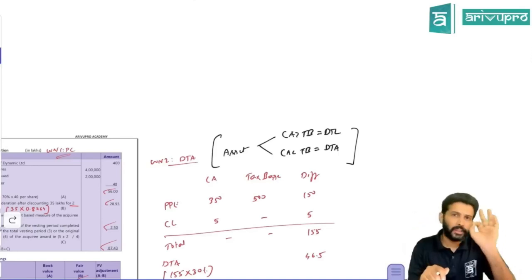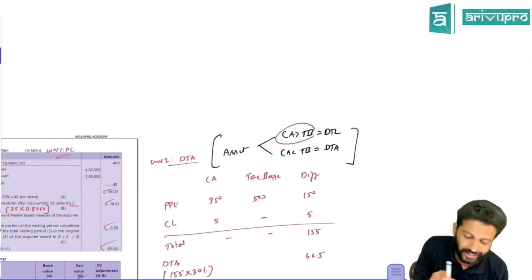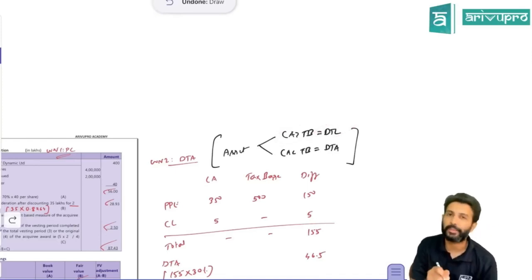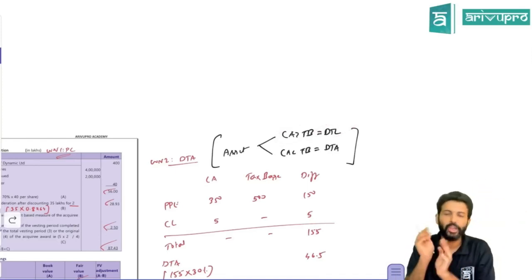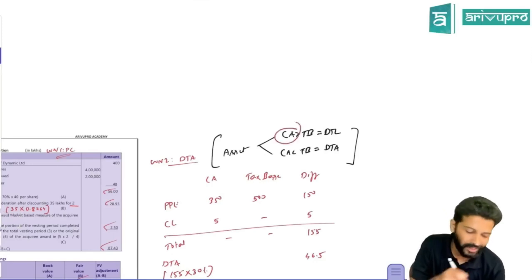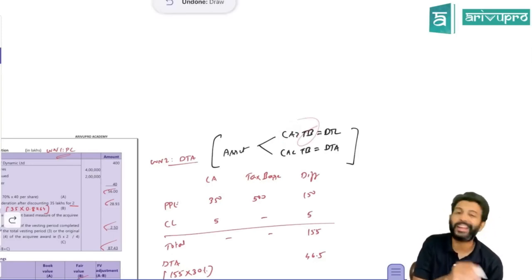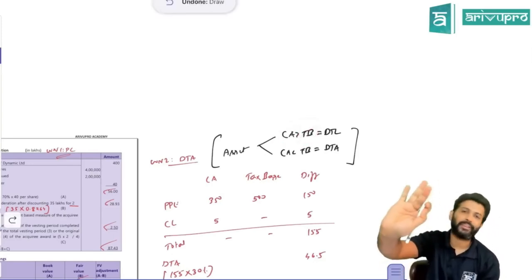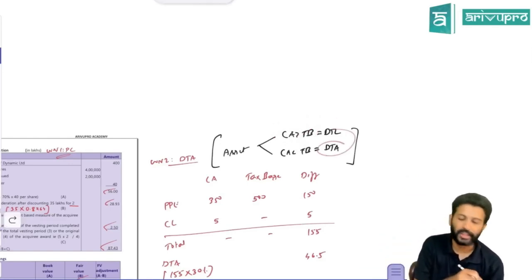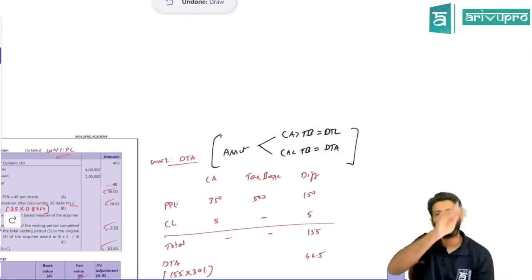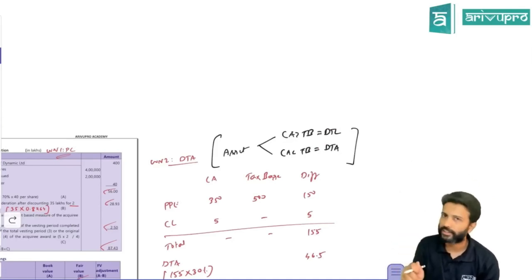For assets, the equation is: if the carrying amount of the asset is greater than the tax base, you always create deferred tax liability. Carrying amount means as per accounts. Tax base means as per tax records. So if this is greater, you will create deferred tax liability. If it's the other way around, you will create deferred tax asset. Asset's opposite is liabilities, right? So if you know one equation, automatically you can fill out all the other three.